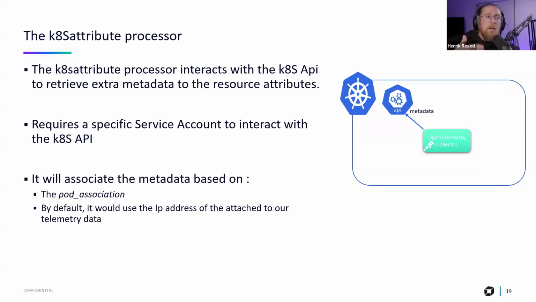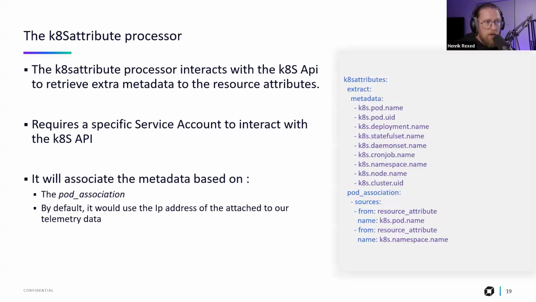But sometimes you may want to get some data coming from other resources. Say, oh, the name of the pod comes from that one, and the namespace comes from this one. So you will use what we call pod associations. Here's an example. In the Kubernetes attribute processor, we specify the type of metadata that we want to extract, so all those names. You can also add the labels and the annotations if you want.